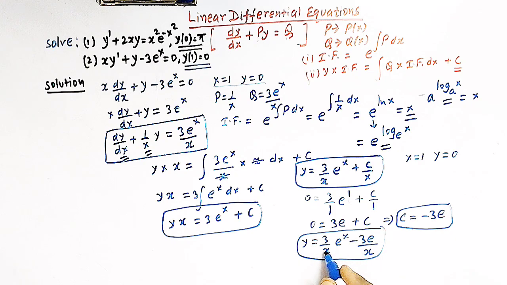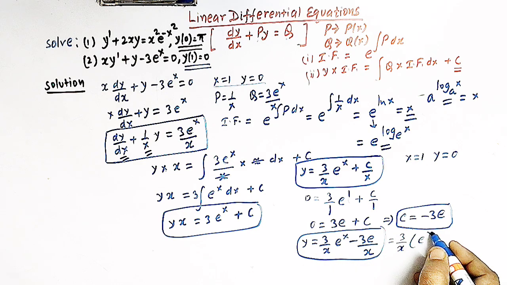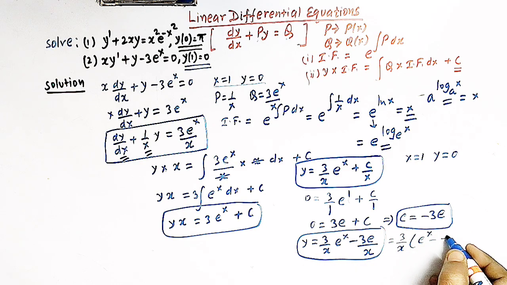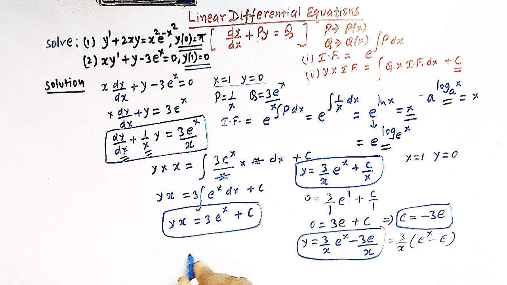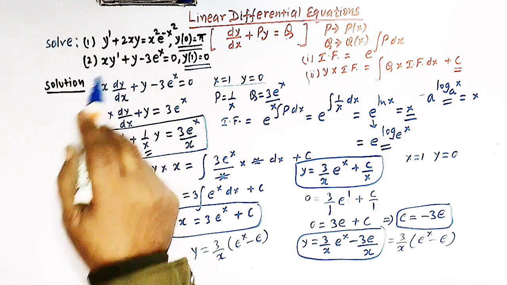So we can also write this expression as 3 over x, taking 3 over x as common, and we have e raised to x minus e, right? So y is equal to 3 over x times e raised to x minus e is the particular solution of this differential equation.